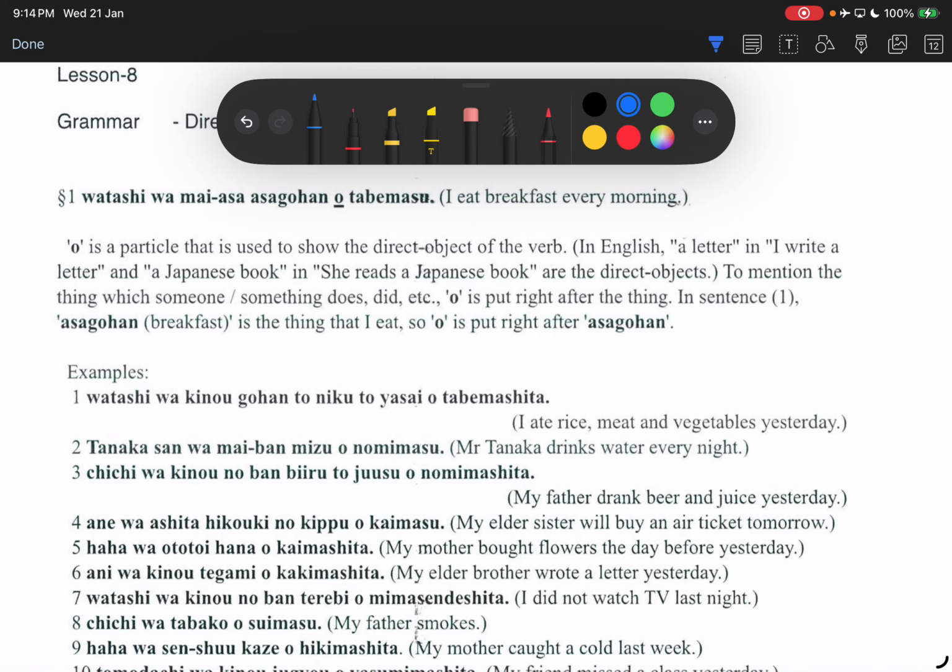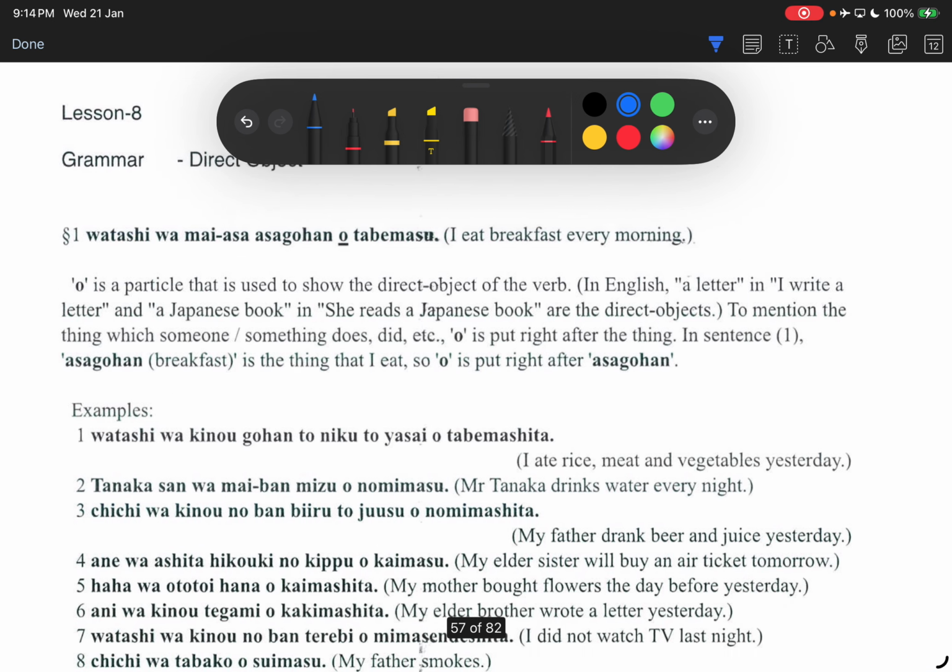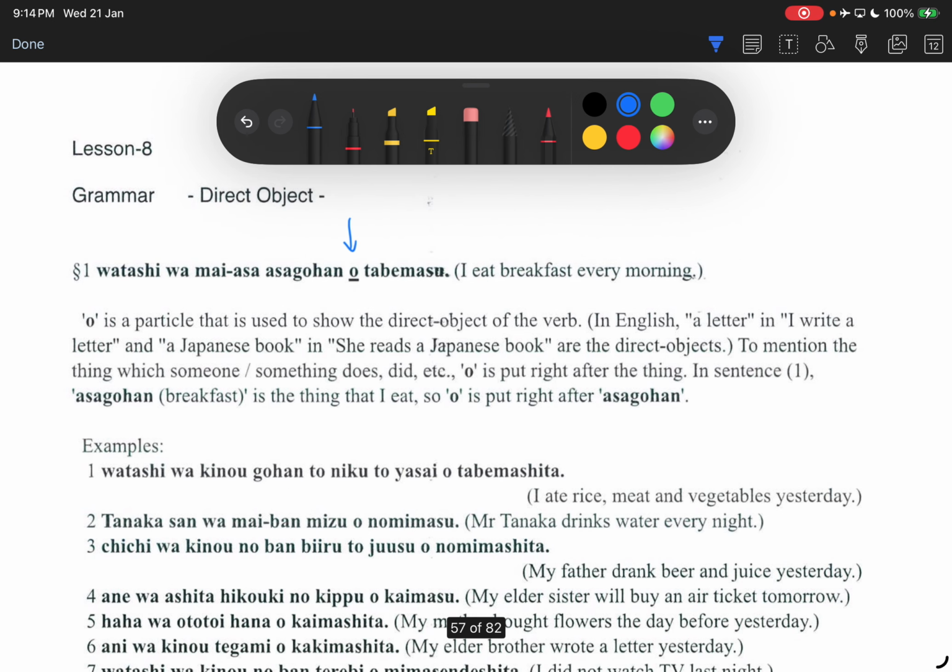So far you have learned ikimasu, which means to go, a directional verb. We also have learned okimasu. So this ni particle connects time to a verb. The particle connects location to our directional verb. So now we are going to learn a new particle called O.